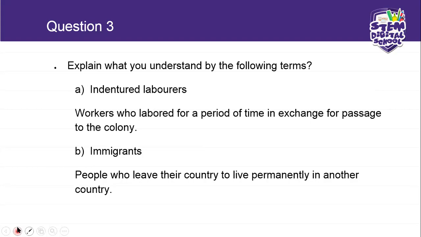Question 3, explain what you understand by the following terms. A, indentured laborers. Those were workers who labored for a period of time in exchange for passage to the colony. They were called indentured laborers. And what are immigrants? People who leave their country to live permanently in another country. So just correct your work there for question 3.